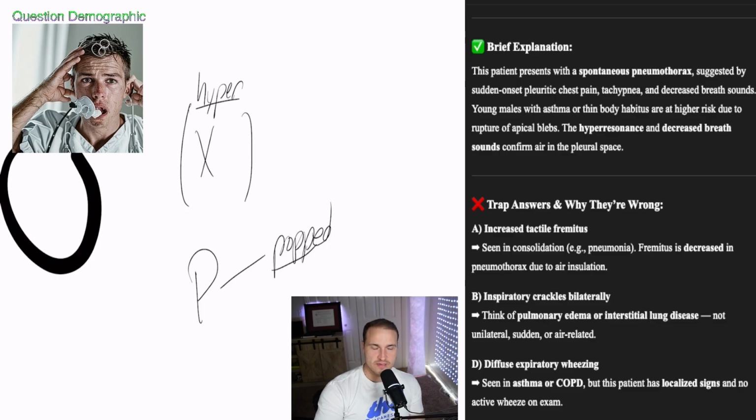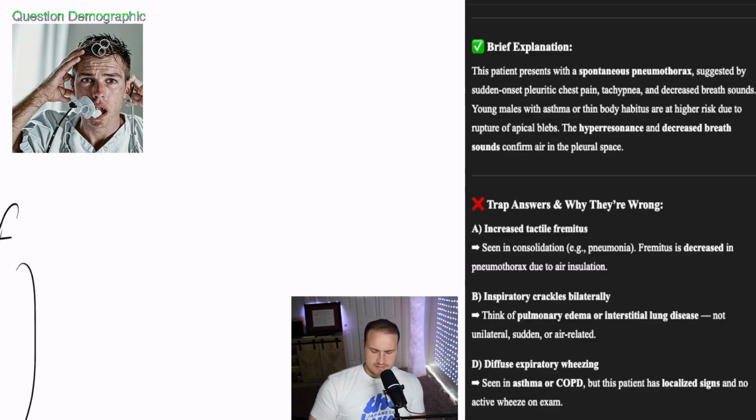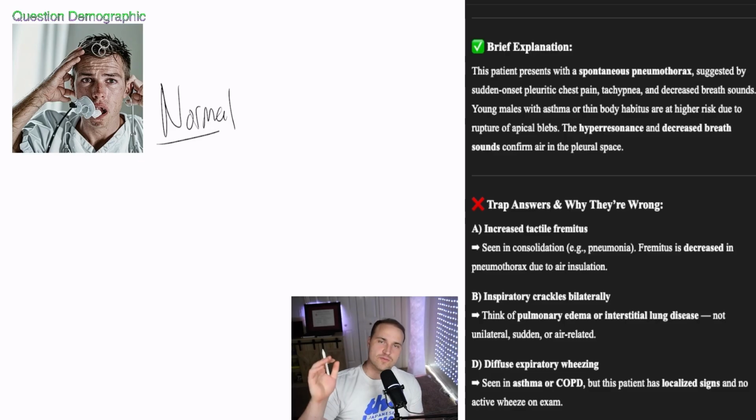Crackles tell you about pneumonia, fluid, fibrosis. Wheezes tell you about asthma, and rhonchi are mucus in the airways. So pneumothorax is the collapsed lung and causes decreased breath sounds on the affected side. So really just to drive this home, what about a normal pneumothorax? Well, in a normal pneumothorax, air gets into the pleural space and the lung on that side collapses.